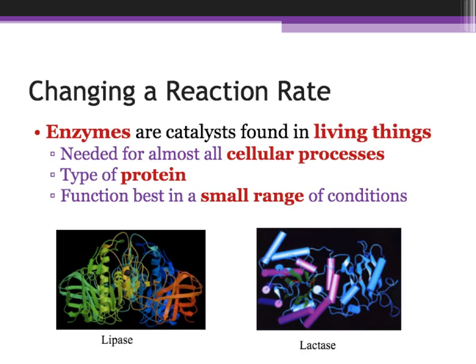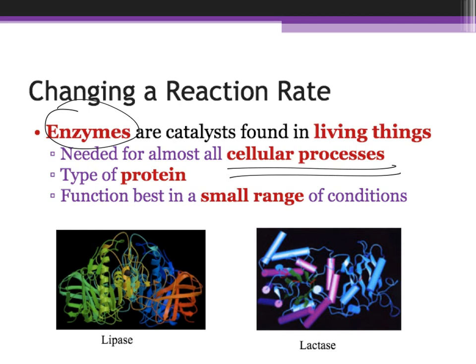So the answer on that last one, that was an endothermic reaction shown on that graph. So like I said, enzymes are catalysts found in living things. They're needed for almost all cellular processes. If we didn't have all the enzymes in our body doing all the things that we need to do, we probably wouldn't be here because everything would take a really long time. We're just much more efficient, and almost every single thing that we do is the result of an enzyme.